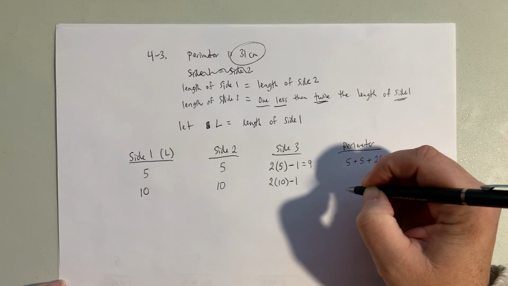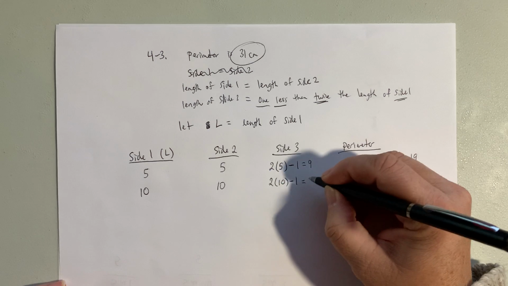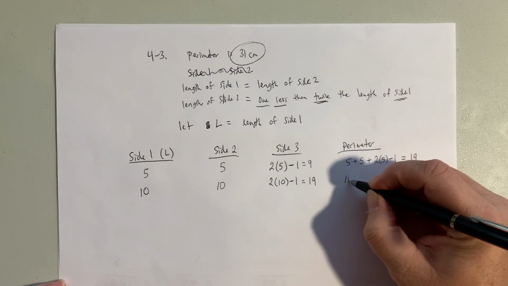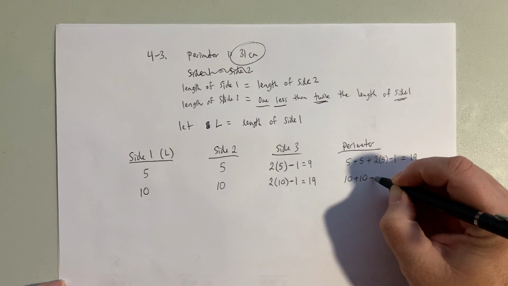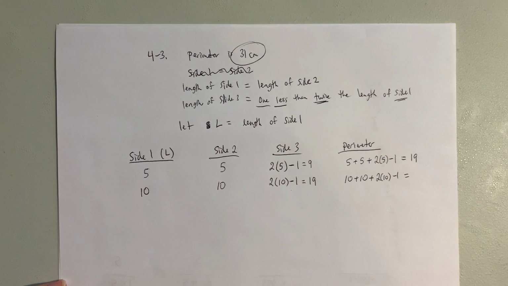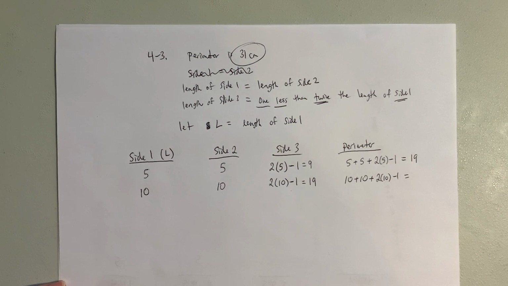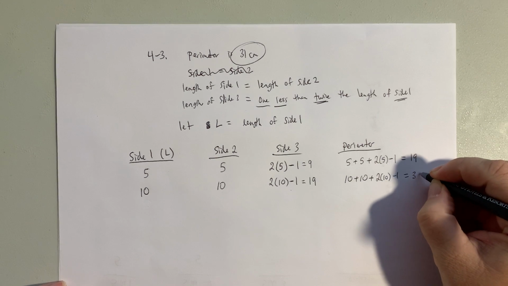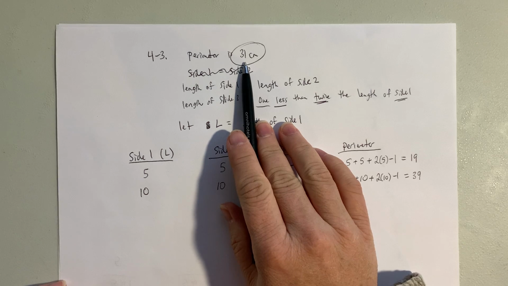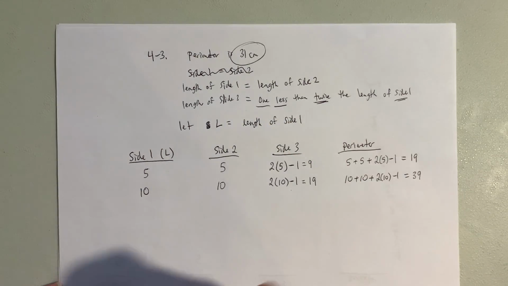Plus we're going to do 1 less than that, which ends up being 20 minus 1 is 19. And so again, for our perimeter, 10 plus 10 plus 2 times 10 minus 1, which ends up being 10, 20, 30, 40 minus 1 is 39, which is too big. Again, we're trying to get to 31, so let's go ahead and guess the 8 like you had.